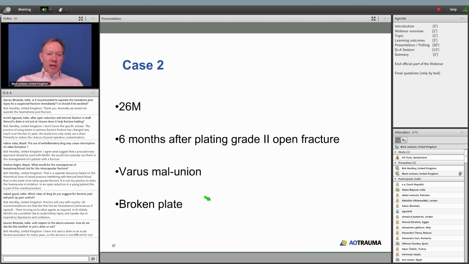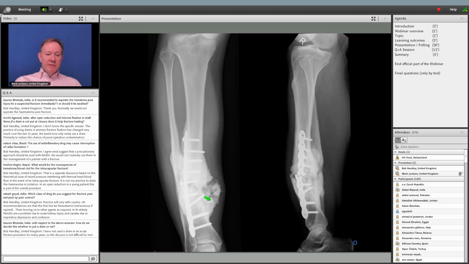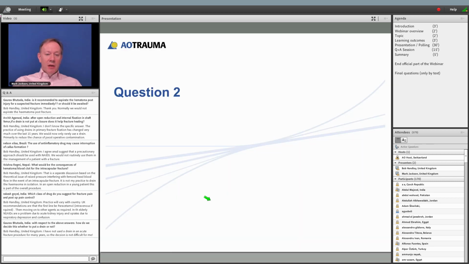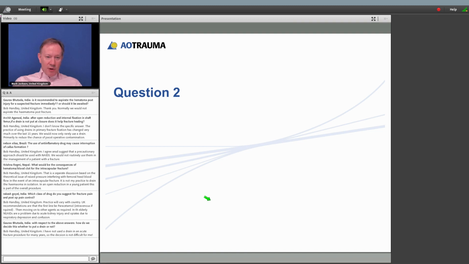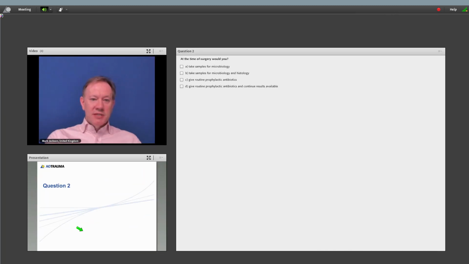Sometimes life is a little bit more complicated, and this is the second case. This is a 26-year-old man who had a grade 2 open fracture. It was treated by lateral percutaneous plating. But unfortunately, the plate broke, and we got implant failure, and he's developed a varus malunion. So one of the warning signs at this stage is he had an open fracture, hasn't united. So one of the worries is that this may be complicated by infection. So we'd like to ask you another question briefly to get your views on this.